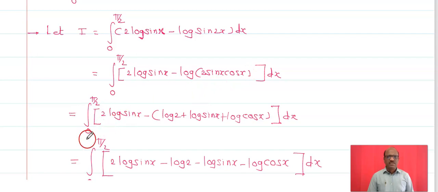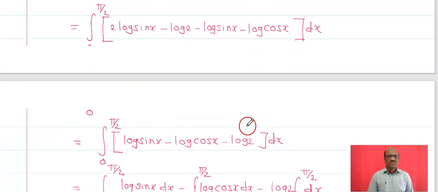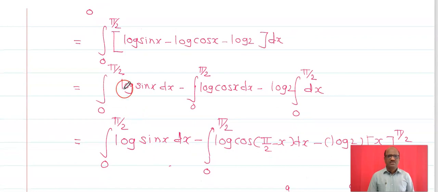That is the integral from 0 to pi by 2 of 2 log of sin x minus, in bracket, log of 2 plus log of sin x plus log of cos x, bracket complete, into dx. That is 0 to pi by 2 of 2 log of sin x minus log 2 minus log sin x and minus log cos x dx. Here is 2 log sin x and minus 1 log sin x. Then you will get log of sin x minus log of cos x minus log 2 dx. Now integrate this.